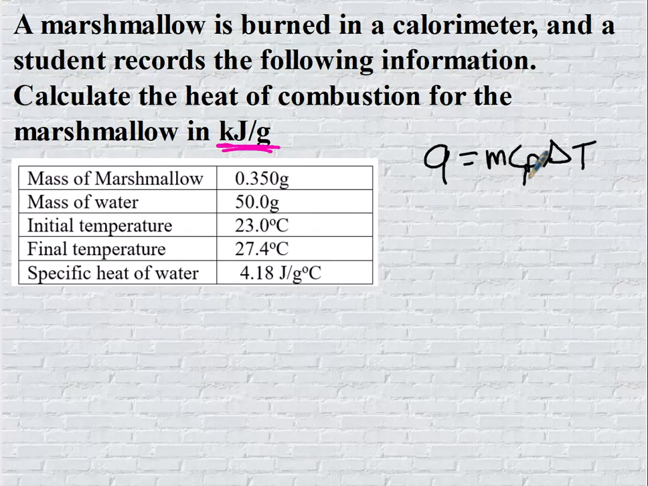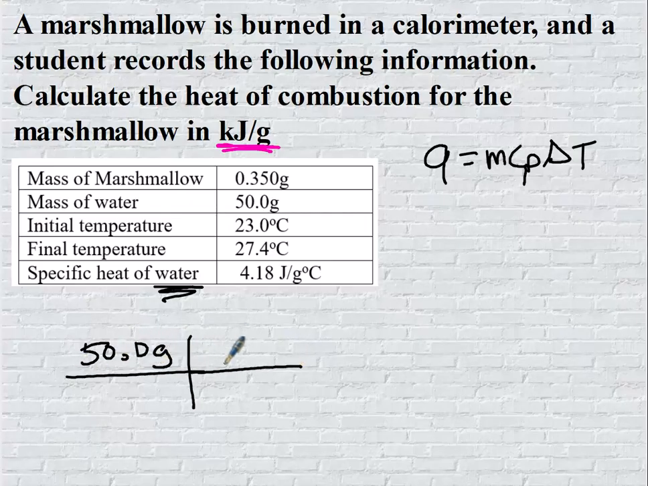Remember, look at your CP. Our CP is of water. Water is the substance being heated up and changing the temperature, so my mass needs to be of water. This time we're not combining because it doesn't say the specific heat of marshmallow and water, because they're never actually coming in contact with each other. So we have our 50 grams of water, our specific heat of water, and then our water went from 23 to 27.4, so that's a difference of 4.4.